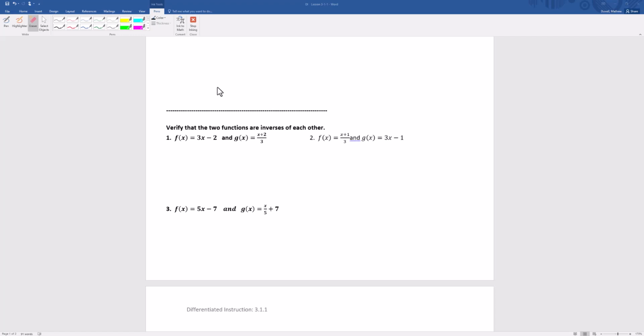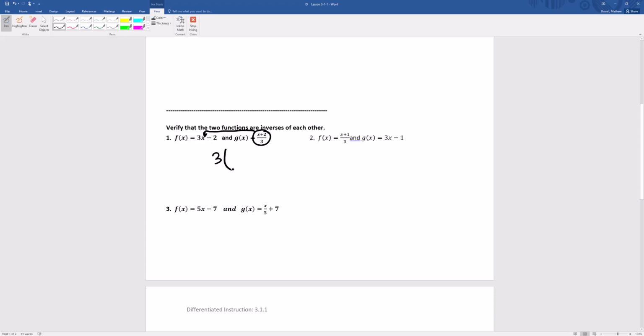All right, to verify if the two functions are inverses of each other, we need to see, does one function completely undo the other function? And the way that we test for that is to take it and plug it into the other function and see if everything completely cancels out.